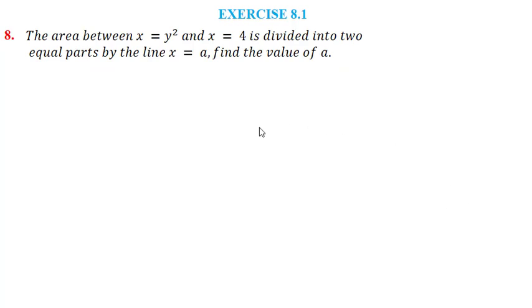Now let us move to the next question. The area between x is equal to y square and x equal to 4 is divided into two equal parts by the line x is equal to a. Find the value of a. This problem is different from the one which we have solved so far. So I will not cover this problem in this lecture. We will discuss this problem in our next lecture.